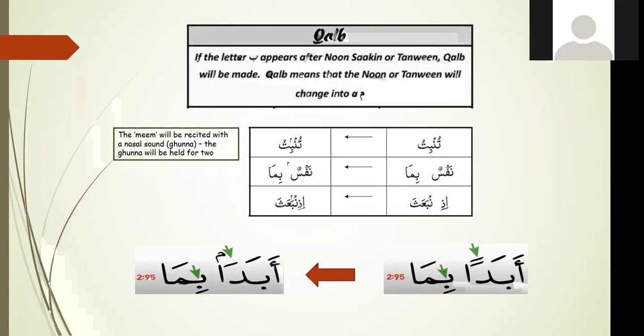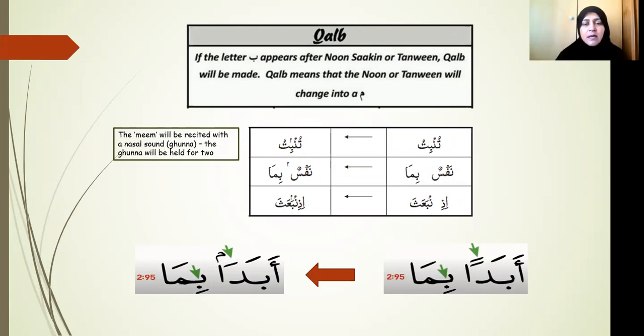So let's go through some examples. I'll go through the one at the bottom, the one with the arrow. Abadan bima becomes abadan bima. So I have taken away a single zabar and replaced that noon. And this has happened because the tanween, the double vowel, is followed by the letter ba.